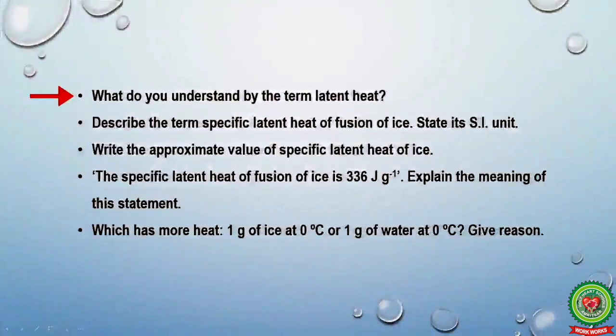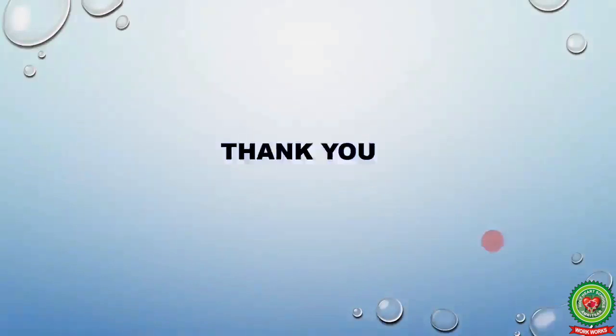Now you are able to answer all these questions. Question number 1. What do you understand by the term latent heat? Question number 2. Describe the term specific latent heat of fusion of ice. State its SI unit. Write the approximate value of specific latent heat of ice. Question number 4. The specific latent heat of fusion of ice is 336 joule per gram. Explain the meaning of this statement. And fifth question is, which has more heat? 1 gram of ice at 0 degrees Celsius or 1 gram of water at 0 degrees Celsius? Also give reason. That's the end of the topic. Thank you.